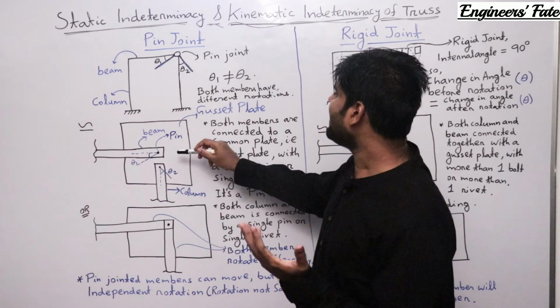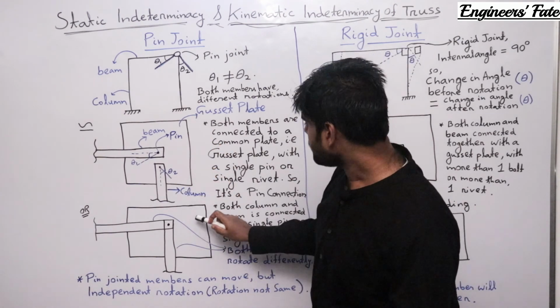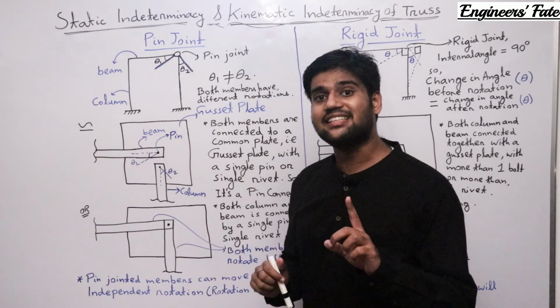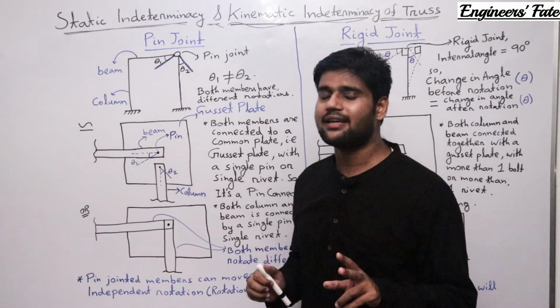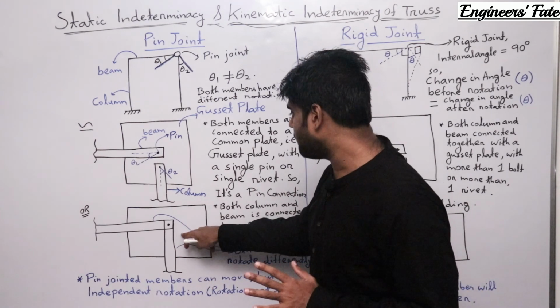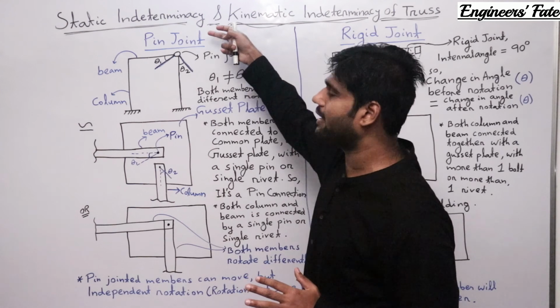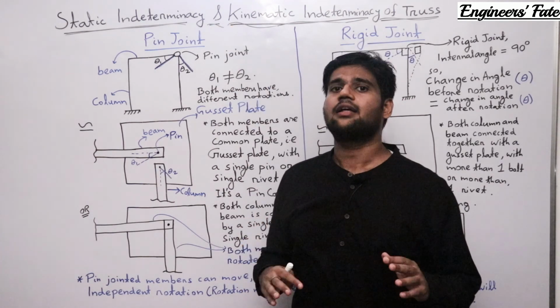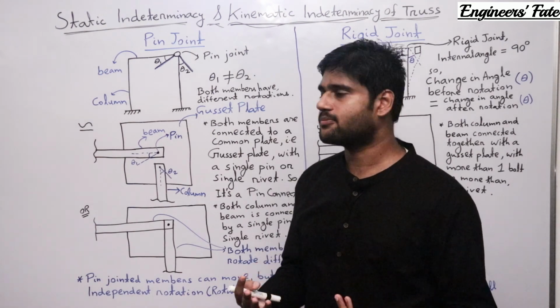Alternately, if I connect both beam and column with a single pin or a single rivet and they both lie in the same gusset plate, this representation can also be called a pin joint. I hope you get this. Now let's come to the next part.